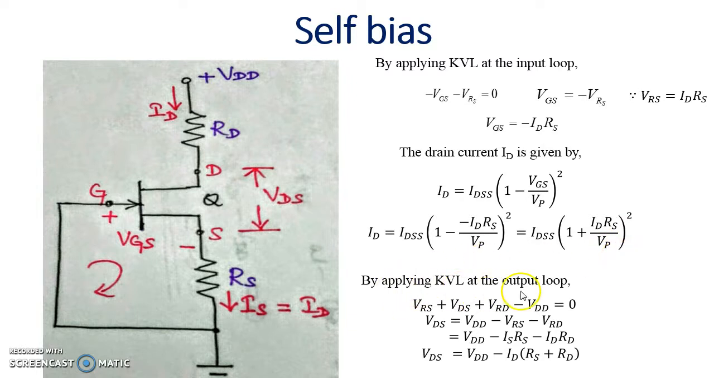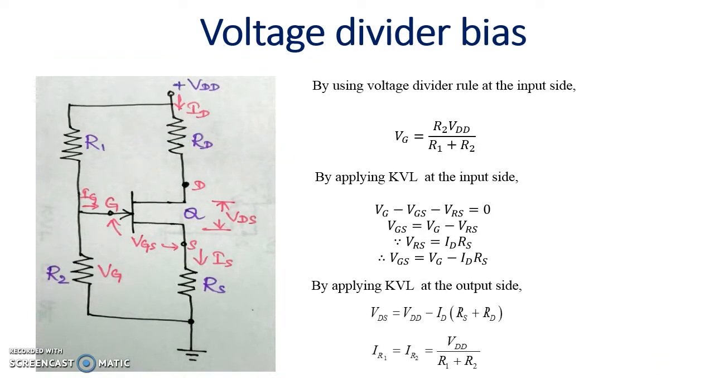Similarly, by applying KVL at the output loop, we have VRS plus VDS plus VRD minus VDD is equal to 0. Therefore, VDS is equal to VDD minus VRS minus VRD. VRS we know it is equal to Is into Rs. VRD is equal to ID into RD. By substituting these values, finally we have VDS is equal to VDD minus ID into Rs plus RD. Next comes voltage divider bias.